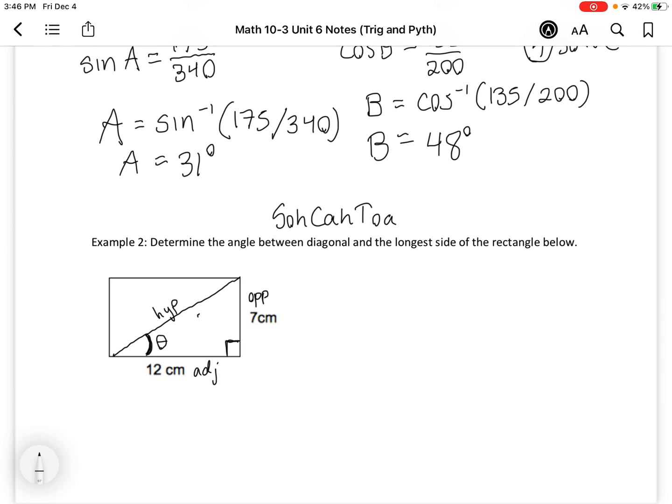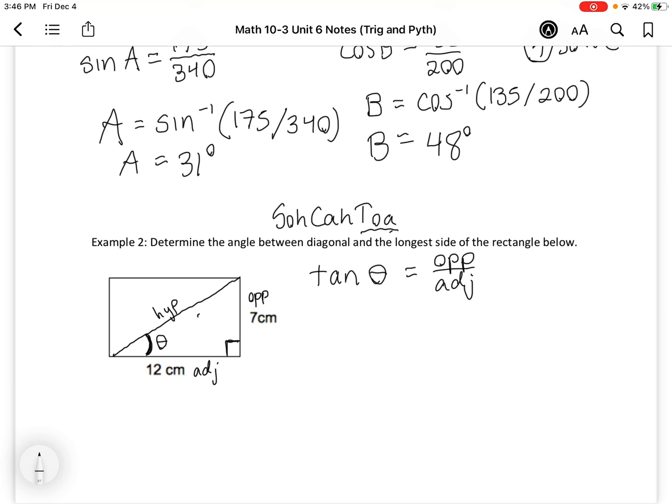My unknown is an angle, so I need to know 2 sides, because I've got to know 2 out of 3. And the 2 that I know here, the 7 and the 12, are the opposite and adjacent. The trig ratio that uses opposite and adjacent is the tan ratio. So I'll write out my tan ratio. Tan theta equals opposite over adjacent.